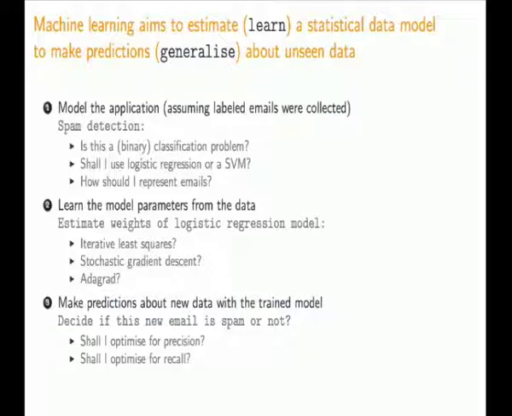And then the third step is around when you're making predictions. When you're making predictions about new data with the trained model, you need to decide how to actually make those decisions. Often you have a score, and you have to decide when a score, in this case, is going to be spam or not. So you have to decide maybe about some sort of threshold, or you want to optimize for different types of metrics, precision versus recall, depending on the application. So those are the different steps that you need to go through when you have a new application or a new problem you'd like to tackle with machine learning.